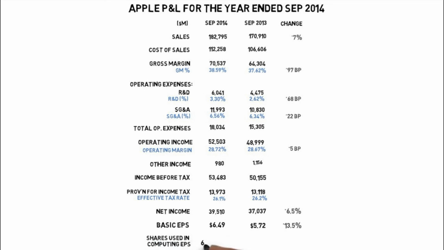We see that the company also discloses the basic number of shares used in calculating EPS. If we divide the net income by the number of shares here, we get to the EPS. And indeed, we can see that the average number of shares has been declining, probably because of Apple's share buyback program. So, congratulations, you got to the end of the P&L and indeed the end of this lesson.